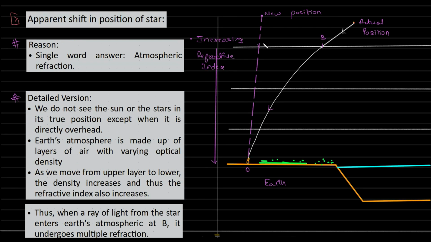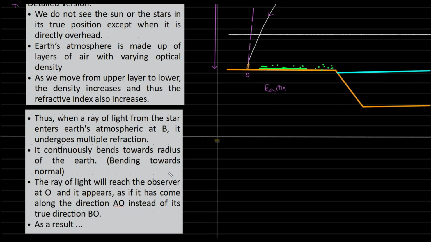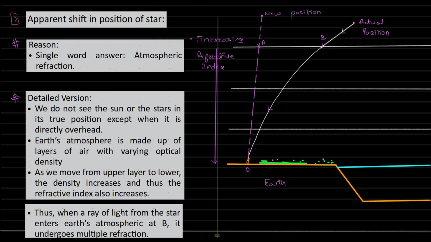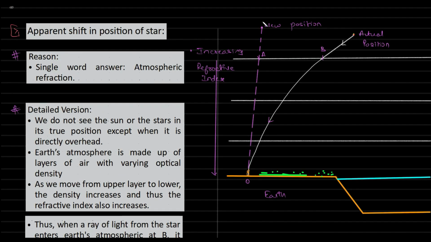So this is the direction AO instead of the true direction BO. As a result, we see a different position of the star than what actually it is, what actually it's supposed to be. We don't see that. We see something altogether different. Okay. So this is the entire write-up.